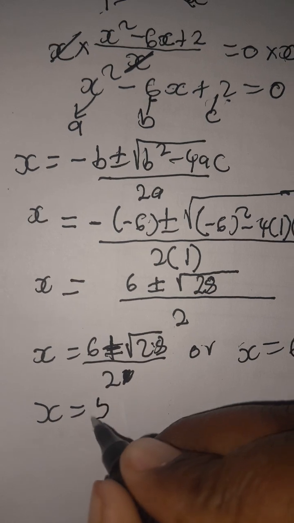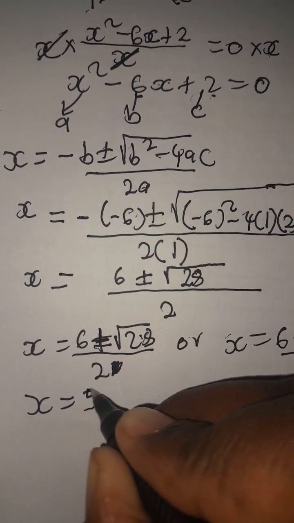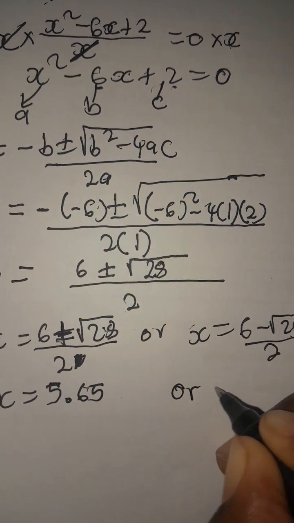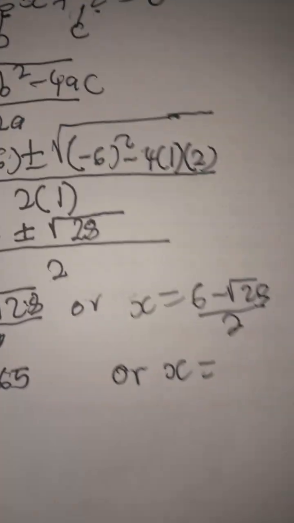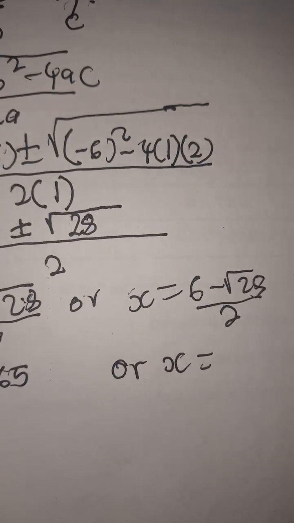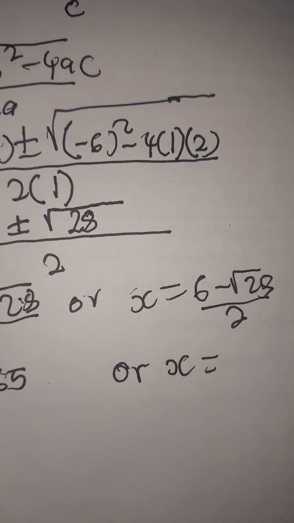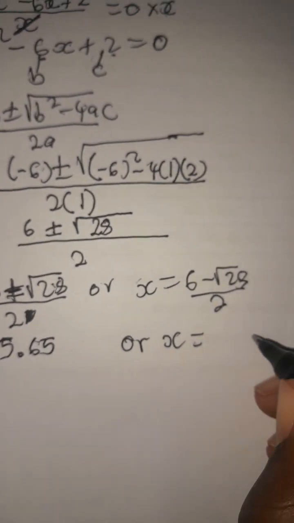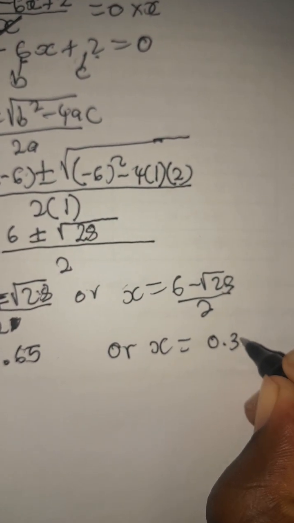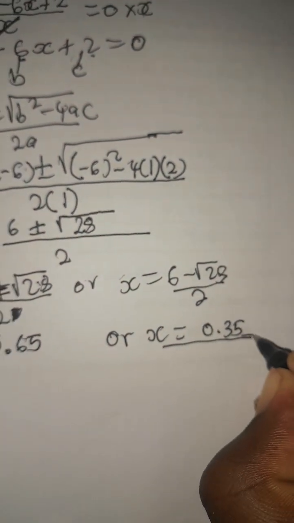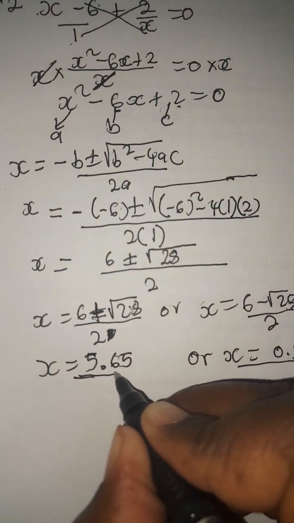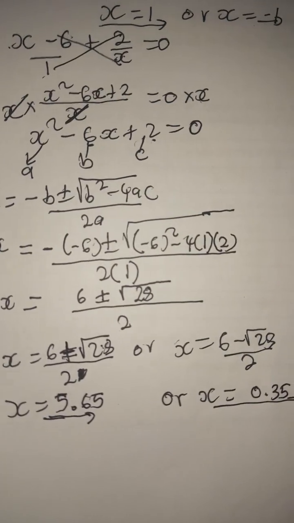That will be 5.65. Right, what about the other one? Let's punch that in our calculator. All right, that will be 0.35. These are our solutions, guys. So that's how you can work out 1.1.2.